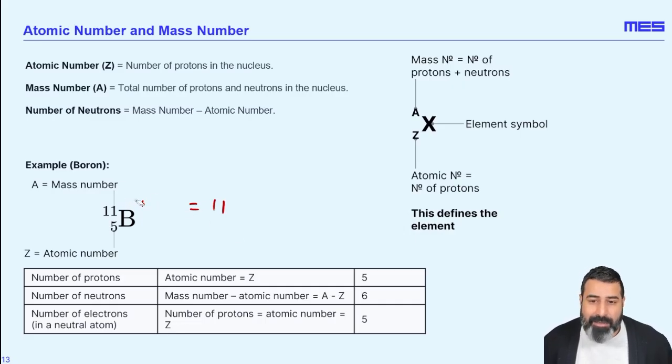So what we've really done is work out the neutron number: you take the mass number and subtract the atomic number from it to give you the number of neutrons. The proton number is given to you in the periodic table. And then the only thing that we haven't worked out is the electron number. In a neutral atom, the number of protons is equal to the number of electrons. So if we have 5 protons, we have 5 electrons, and the charges cancel out.